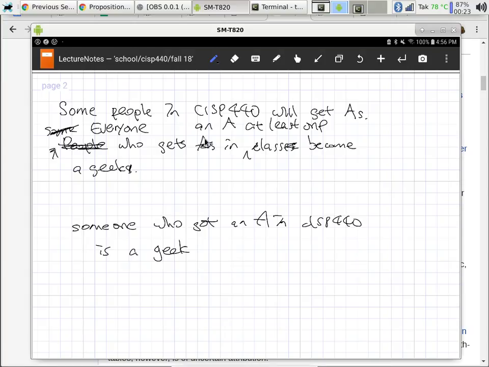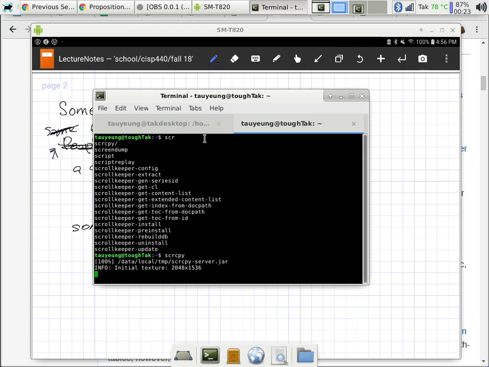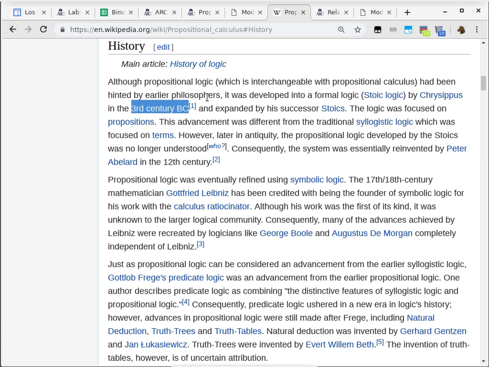It's not necessarily a mathematical proof, it is just logic. So how do we apply logic to prove something? Are we good so far? Okay. So let's go back to the notes here.